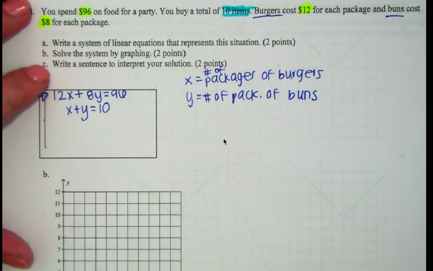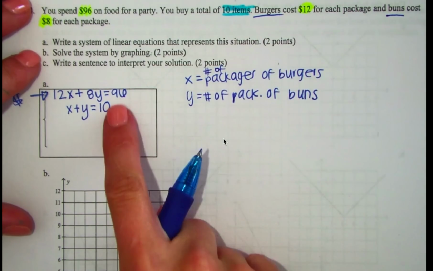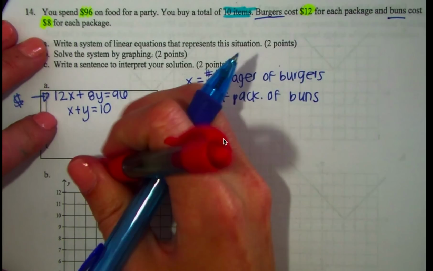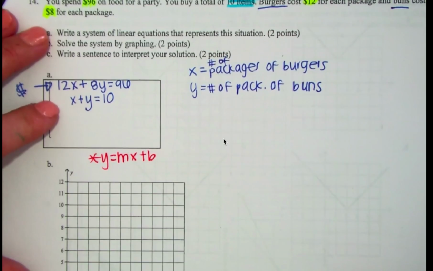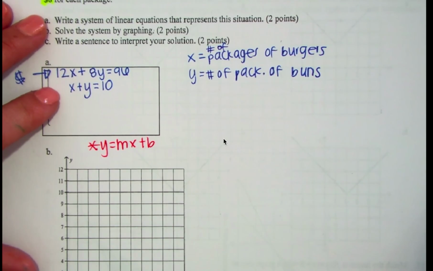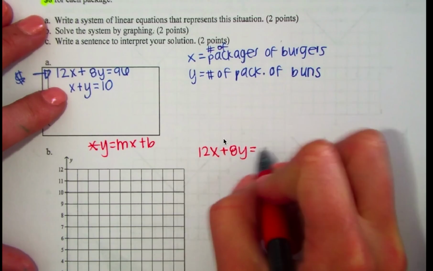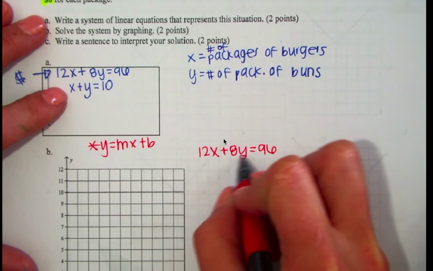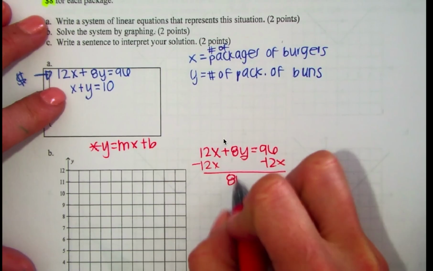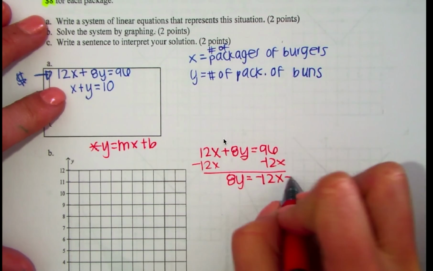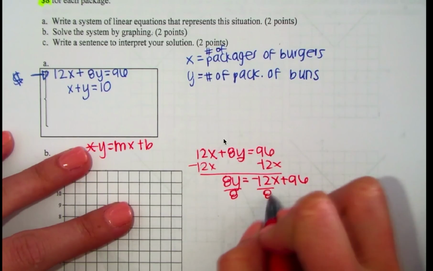So what they want us to do next is to solve the system by graphing. So I'm going to put each of these in slope-intercept form, y equals mx plus b, so that I can graph. So I'm going to start with this first equation, 12x plus 8y equals 96. So I'm going to try to get y by itself, so I'm subtracting 12x to both sides. I get 8y is equal to negative 12x plus 96. Then I'm going to divide everything by 8.